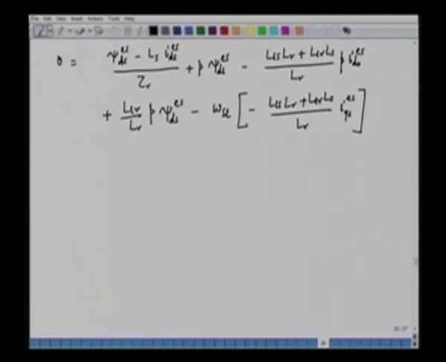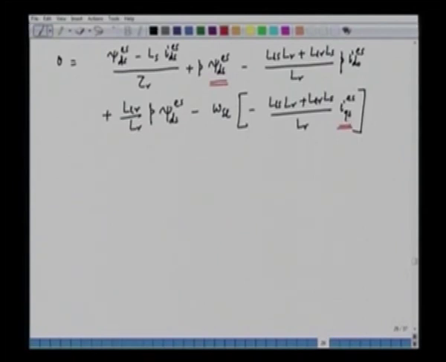Now this equation shows there exists a coupling between IQS and ψds. Now suppose we would like to keep ψds constant. Now if you want to keep ψds constant, and if this quantity is kept constant, but yet we have to control the torque, we can control the torque by increasing or decreasing IQS. IQS is the torque component of current.